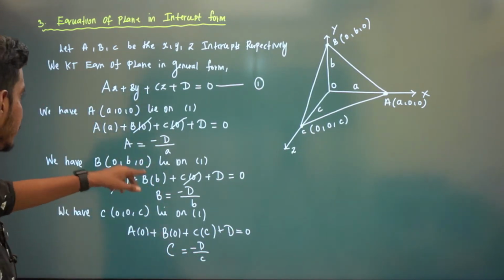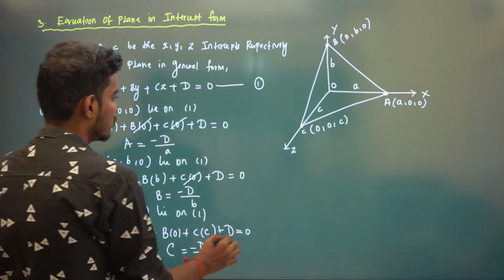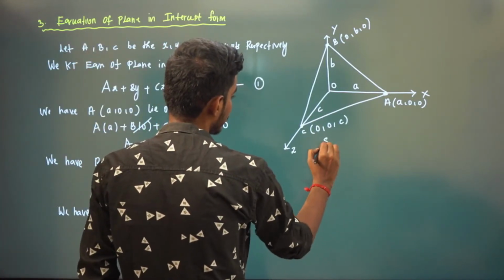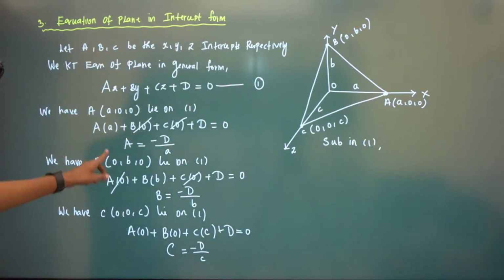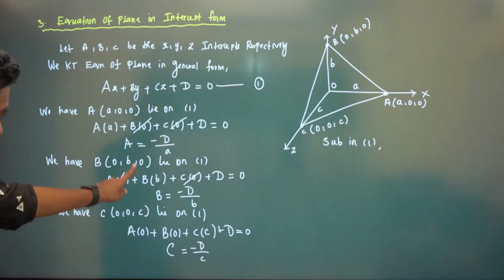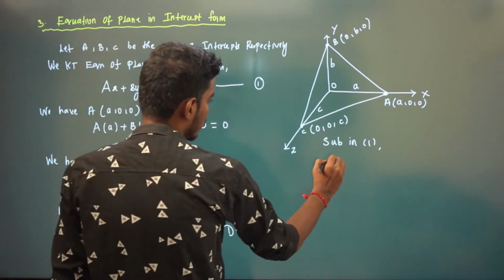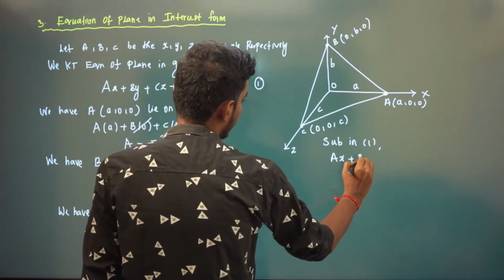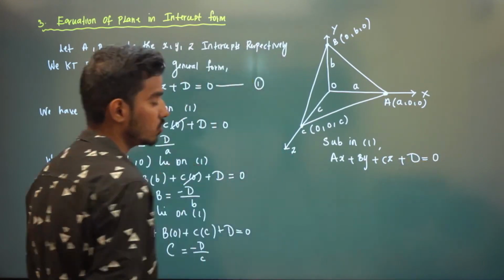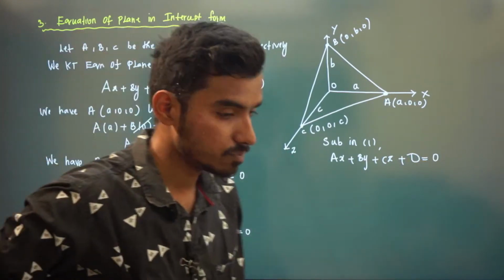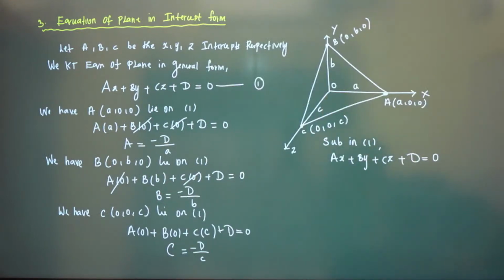So we will replace this A, B, C here, right? Substitute capital A, B, C values in 1. So capital AX plus capital BY plus capital CZ plus D is equal to 0. So capital A, capital B, capital C, you just substitute.